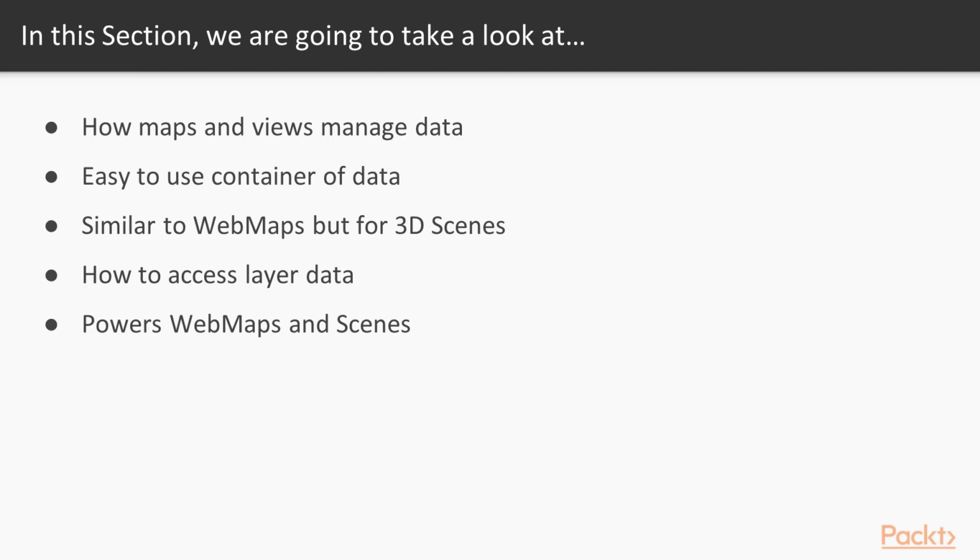And we're also going to look at WebScenes, which are very similar to web maps. However, they are used for displaying data inside of a 3D environment. Then we're going to look at layers and layer views, which is a very similar relationship to the map and view architecture, and it's how the layers are drawn by the layer views. And finally, we're going to look at the portal API, which is the underlying API that powers web maps and web scenes in the ArcGIS API 4 for JavaScript.